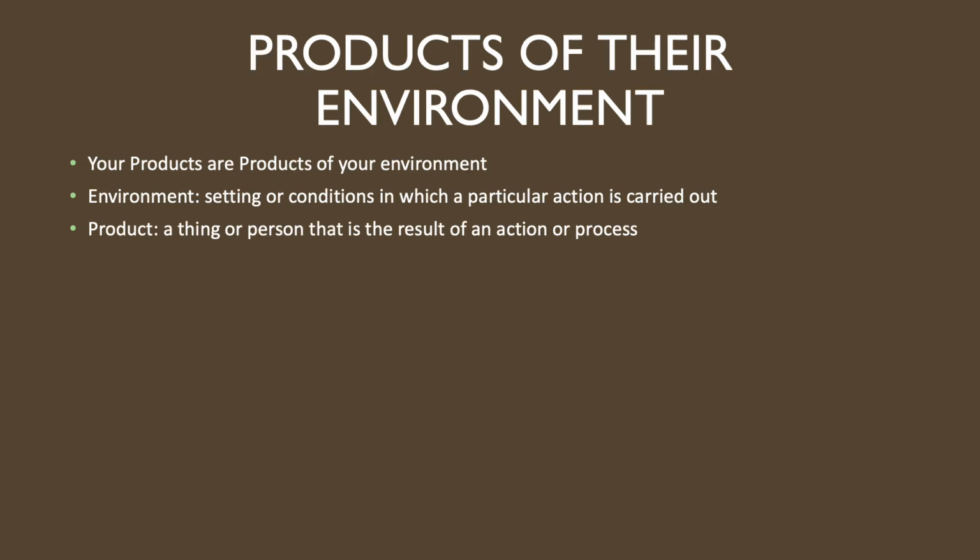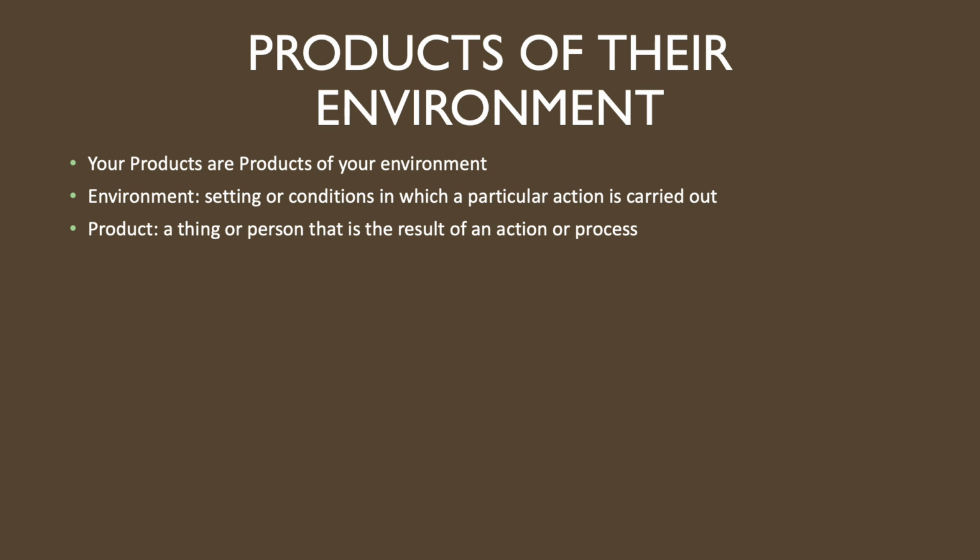Your products are products of your environment. Your environment is the setting or conditions within that setting in which a particular action is carried out. In this case, this action is processing. The processing produces a product. The product is the thing that is a result of an action or a process. 21 CFR 117 subpart B covers the people and covers the environment.